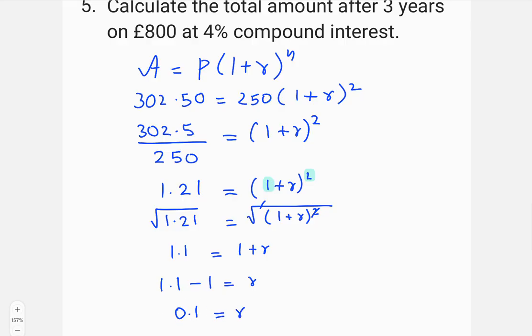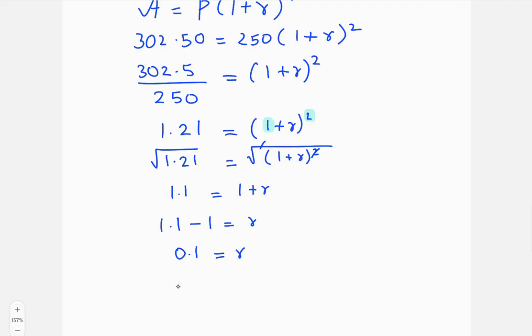It's in decimals, isn't it? To write it in percentages, you're going to multiply it by 100. 0.1 times 100, you're going to get 10%. Is that right? Yeah. So that's how we work out the rate.